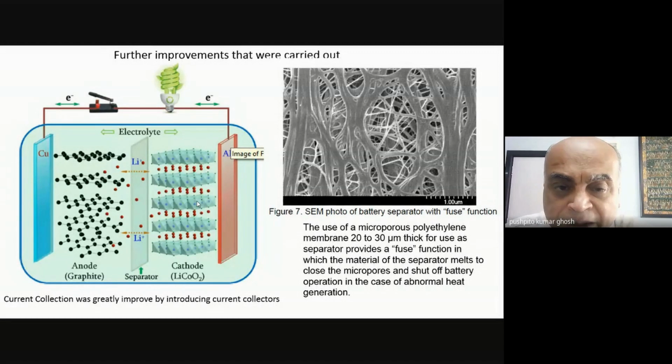Another was, very simple, you see, although these materials were quite conducting, they were not that conducting. So what they did was they used some plates over here.